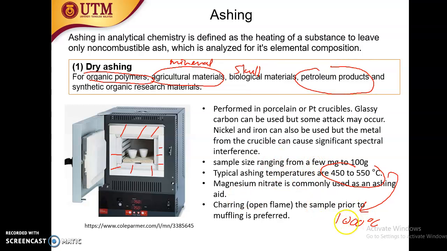In order for you to use this kind of temperature, you have to put a container that can withstand that temperature. Therefore, usually it's porcelain or platinum. Porcelain can withstand around 550, but platinum can withstand around 1200, but it's platinum, therefore it's expensive. You can also use nickel and iron, but not at this kind of temperature. And magnesium nitrate is usually used as an ashing aid, so that it can combust the matrix even more.